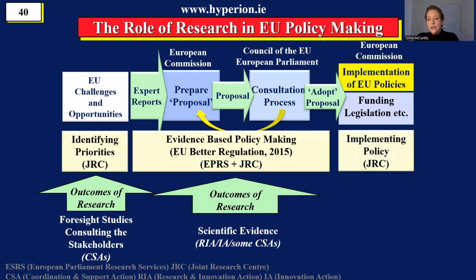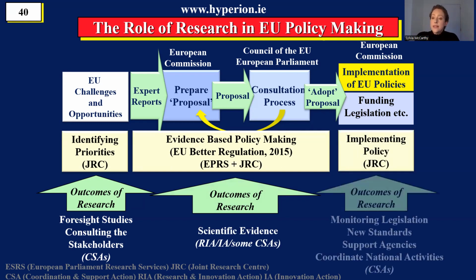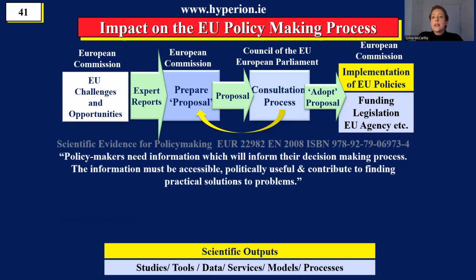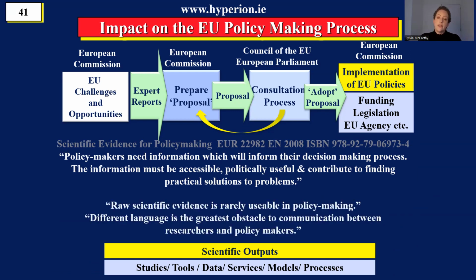The last stage in relation to implementing policy is where the CSAs will come in again. They will be providing new monitoring systems, new standards. That's where they are most relevant. But there's a gap. The policymakers want information that is accessible, politically useful, and contributes to finding practical solutions to problems. But when they look at those scientific outputs, they say that this raw scientific evidence is rarely usable in policymaking, and that this difference in language between researchers and policymakers is the greatest obstacle.